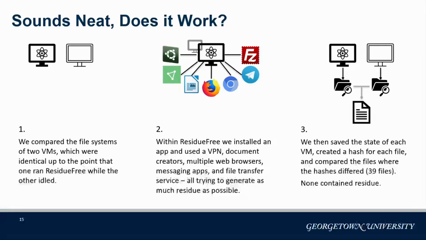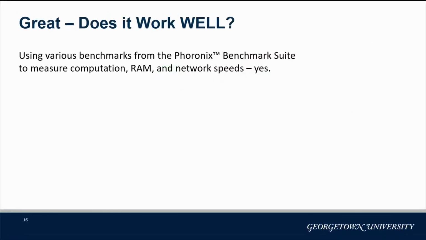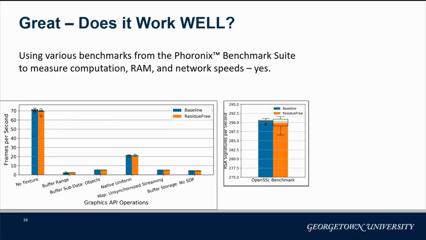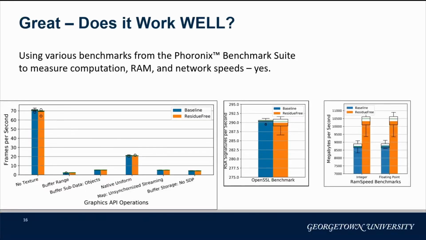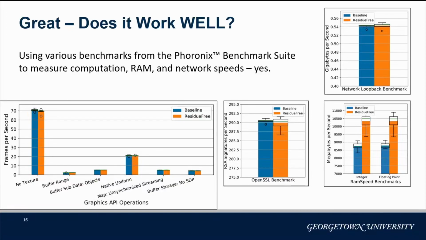None of them contained any sensitive residue about the applications that were run inside Residue Free or the data or metadata from them. We also wanted to measure Residue Free's performance against the baseline operating system. We found that computationally they were broadly consistent across both graphics operations and CPU operations. The RAM speed was even faster. We weren't able to identify why, but we posited it may be because of caching effects, and network transfer speeds were also broadly consistent.